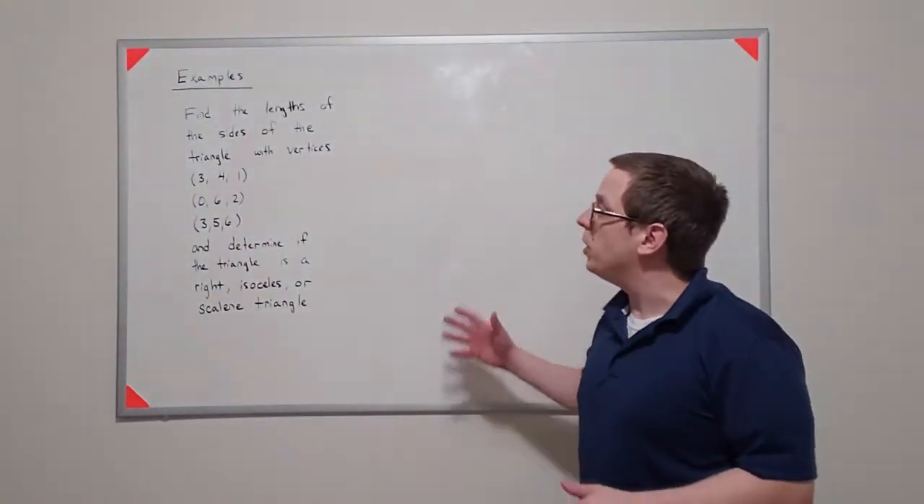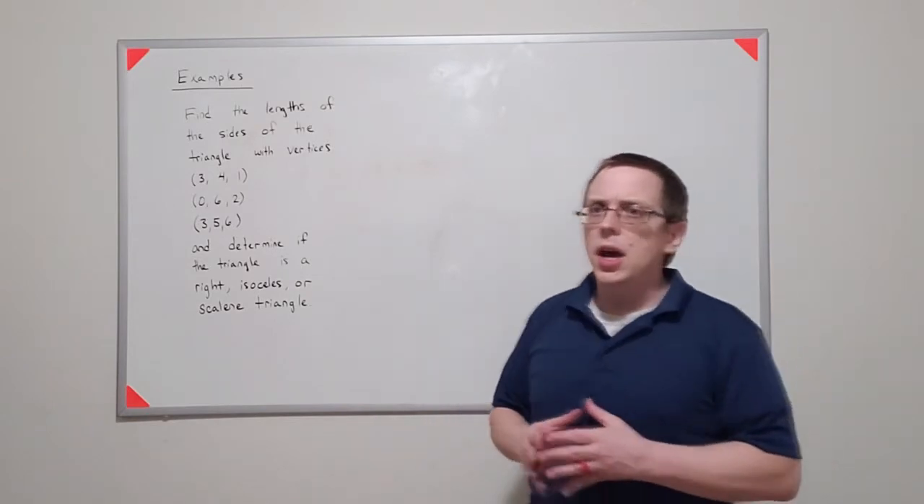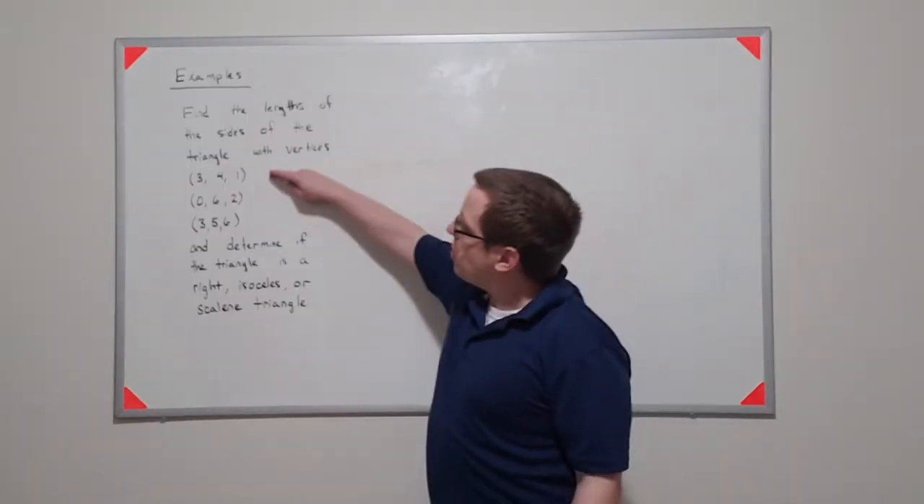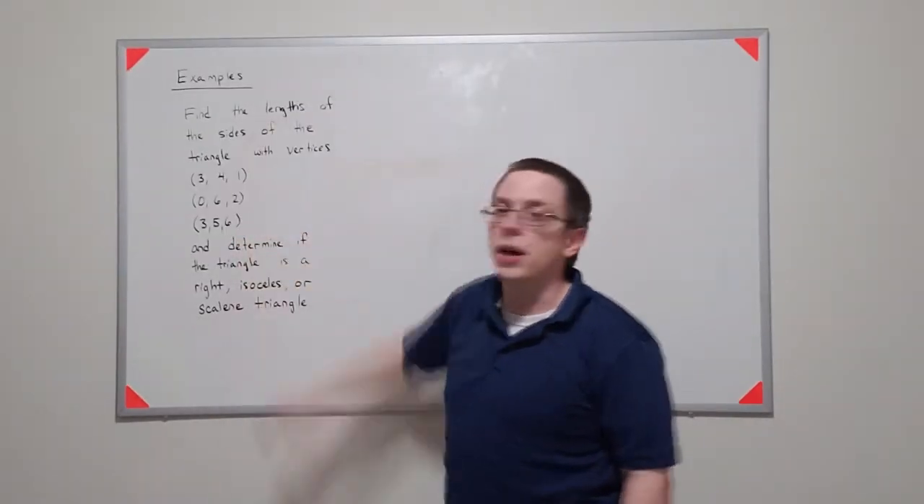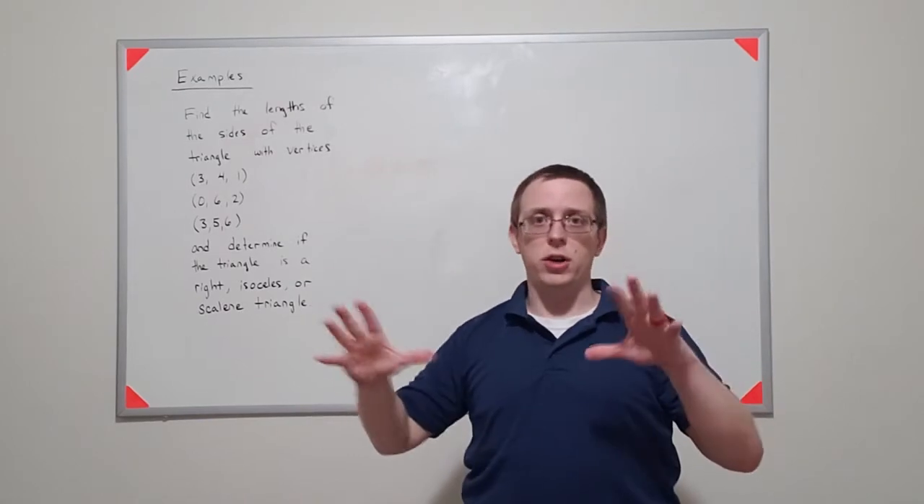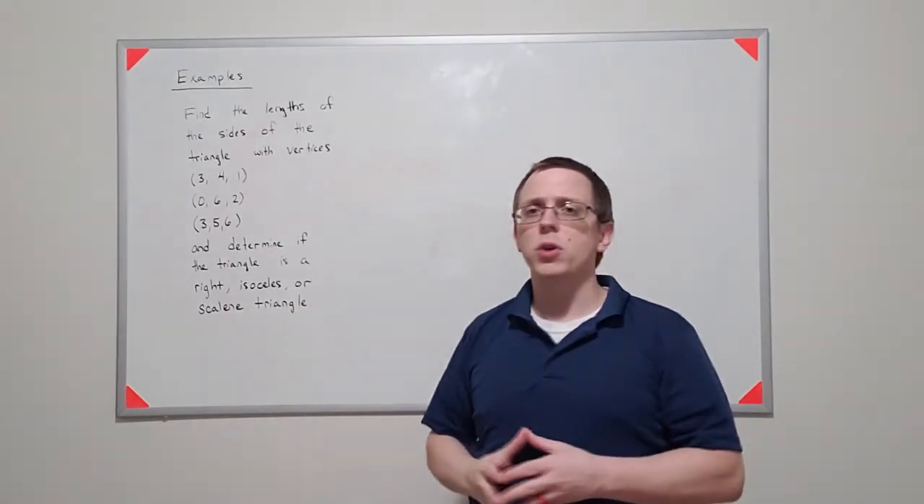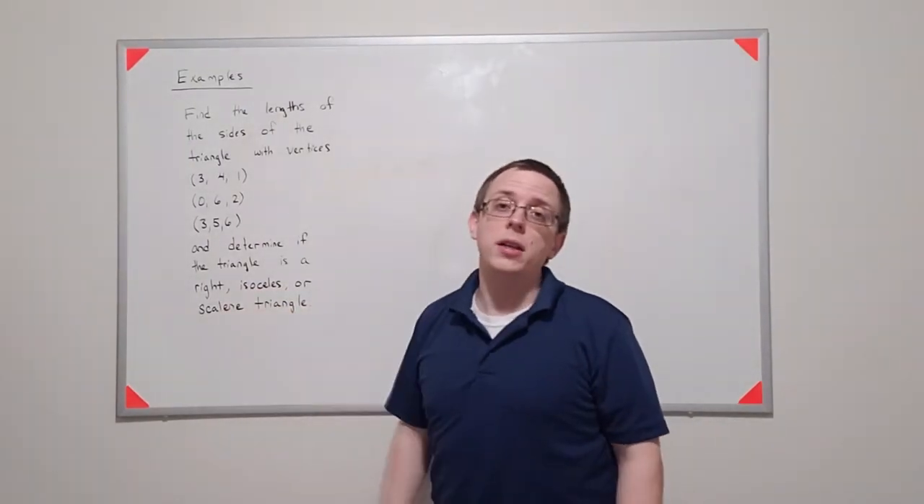Right, so we want to do an example here now that we've talked about vectors in space. And we've got 3 points in space: (3, 4, 1), (0, 6, 2), and (3, 5, 6). And we want to see if, when we construct that triangle in 3D space, we're dealing with a right triangle, an isosceles triangle, or a scalene triangle.